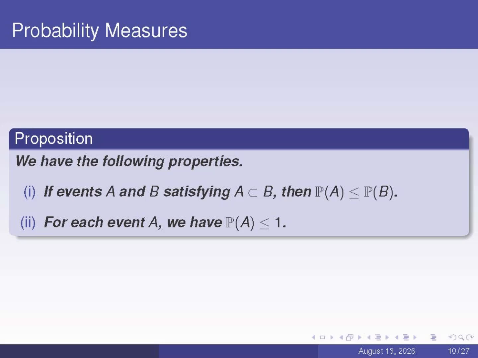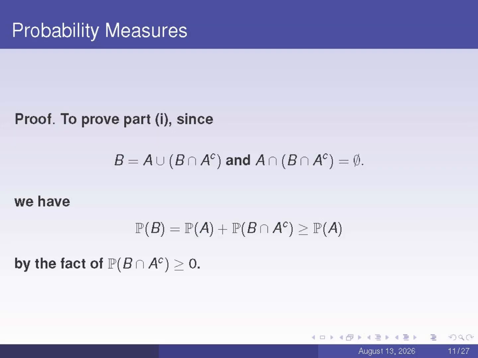This screen illustrates 2 intuitive properties. The first intuitive property states that a larger event set corresponds to a higher probability. The second intuitive property indicates that the probability of any event cannot exceed 1. Their proofs are presented on the next page.